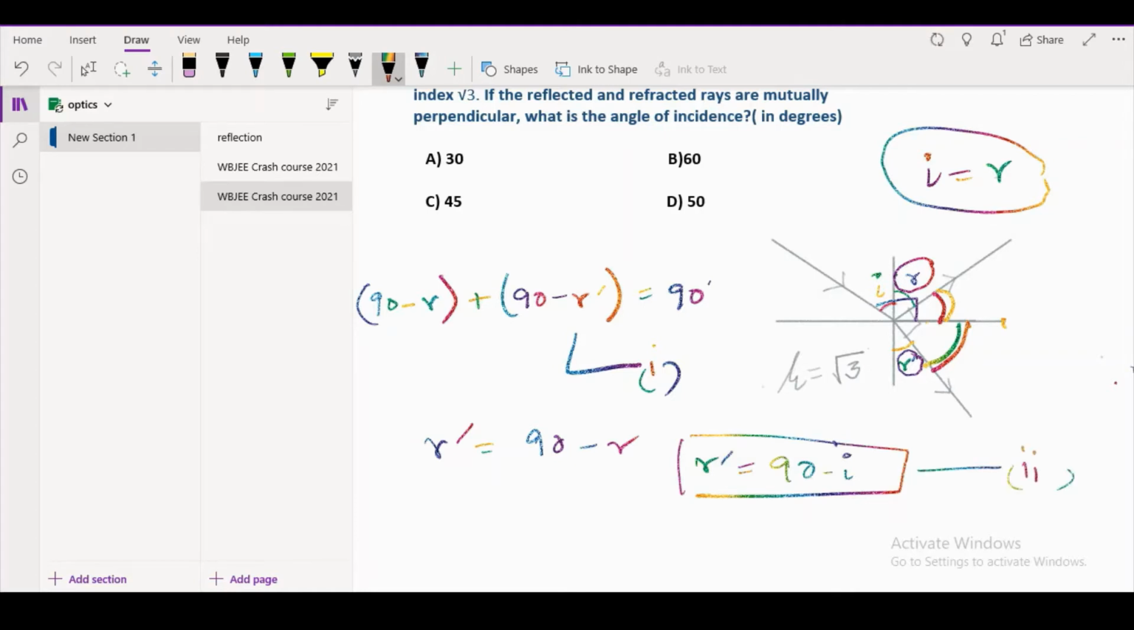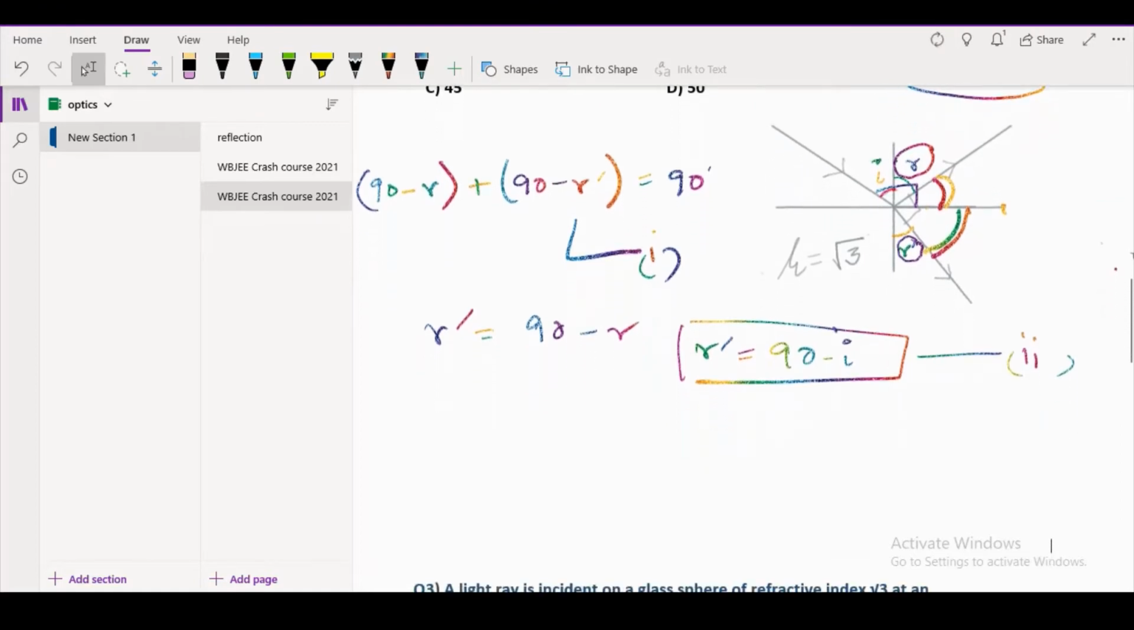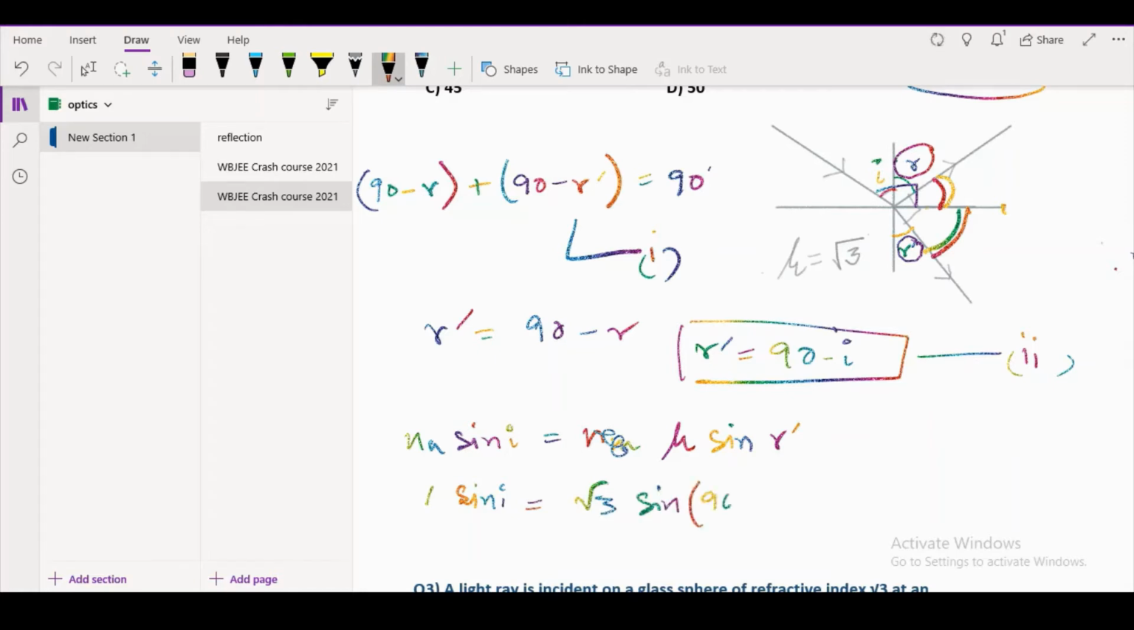Now, using Snell's law, the angle of incidence is in medium one, which is air. So N_A sine i equals N_M, that is mu here, so we write mu sine r dash. Since N_A is 1, sine i equals root 3 sine of r dash, which we can write as sine of 90 minus the angle of incidence.